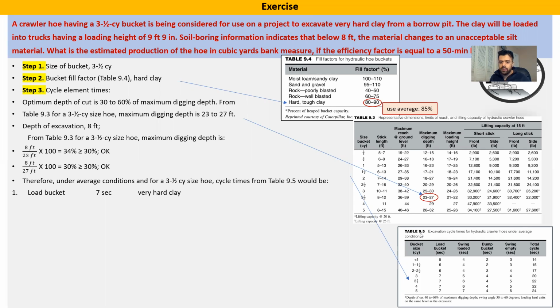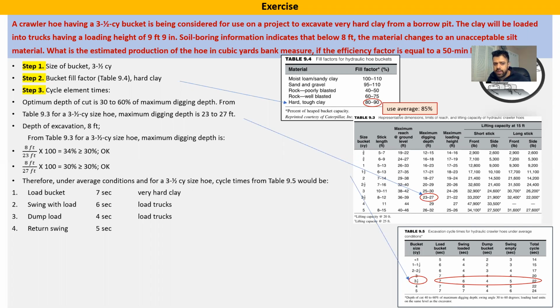To use table 9.5, the only information you use as input is the size of the bucket. The size of the bucket here is 3.5 cubic yard. For 3.5 cubic yard, it tells you that the cycle time is 22 seconds. It takes 7 seconds to load, 6 seconds to swing, 4 seconds to dump, and 5 seconds to return. That gives us a total of 22 seconds, the cycle time. That's another element of the equation. So we now have the cycle time.